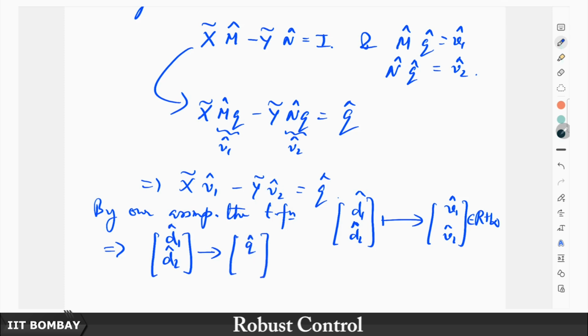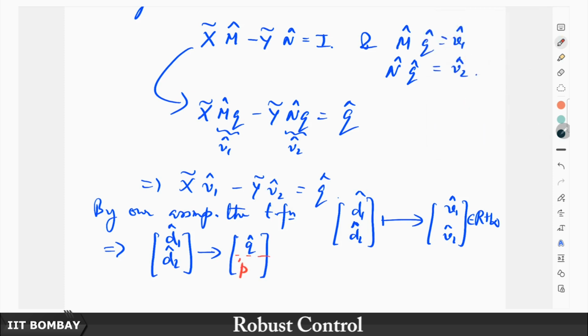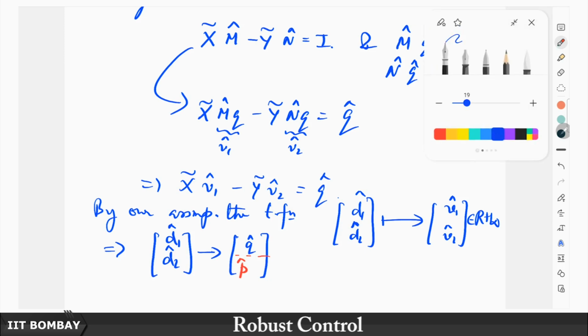We will fill out the other part. I will just argue shortly why the other part, that is p hat, must also be in RH infinity, but that will require the invocation of another Bezout identity, all in good time. So, this means that the map from d1 hat, d2 hat to q hat is definitely in RH infinity, but our entire proof requires that the map from d1 hat, d2 hat to p hat, q hat must be in RH infinity. So, we also need to show that the map from d1 hat, d2 hat to p hat is also in RH infinity.